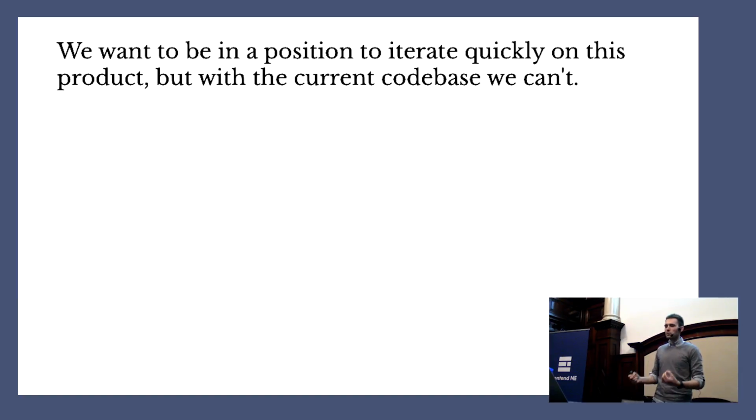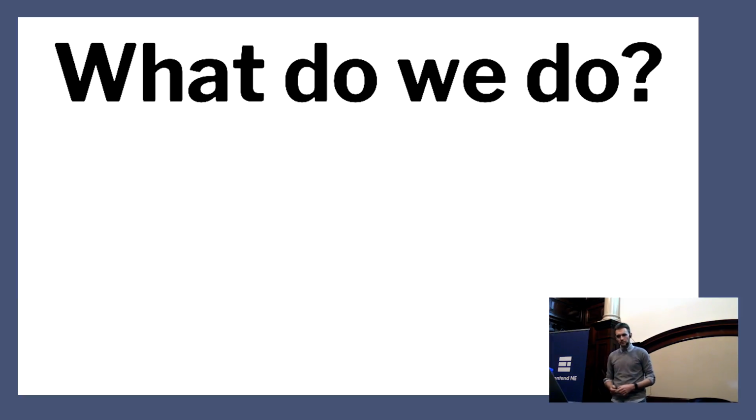So we want to be in a position to iterate quickly. We've got lots of future plans around Songkick and how we're going to do things that mean we need to be able to try things out on the store, and we need to add new features and generally respond and be fairly agile in how we do that. The current code base makes it very tricky to do so for a number of reasons.